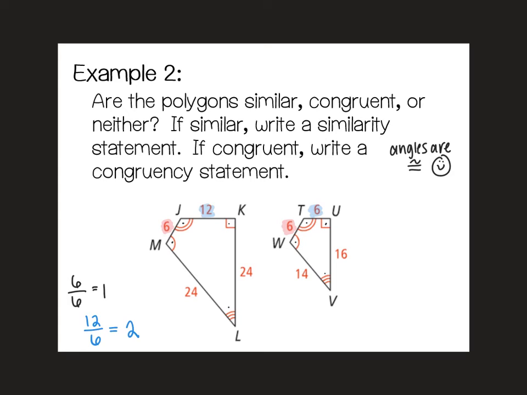So when they're not the same, you're all done because they're not similar and they're not congruent. So we're just going to say neither. Again, that's because I got 1 and then I got 2, so they're not proportional.